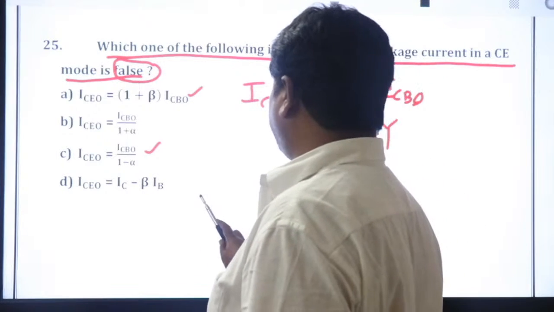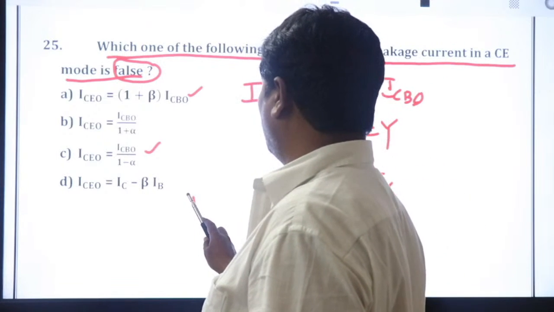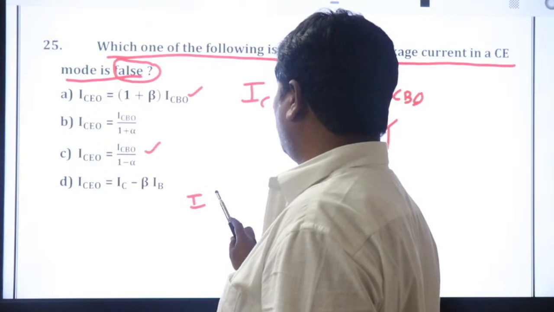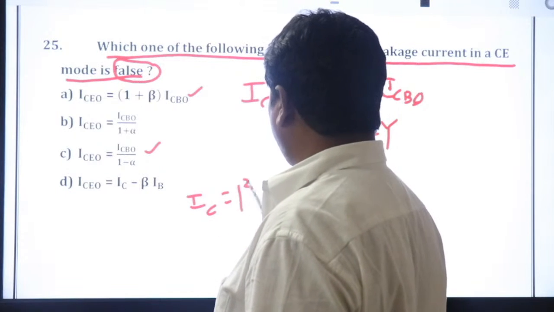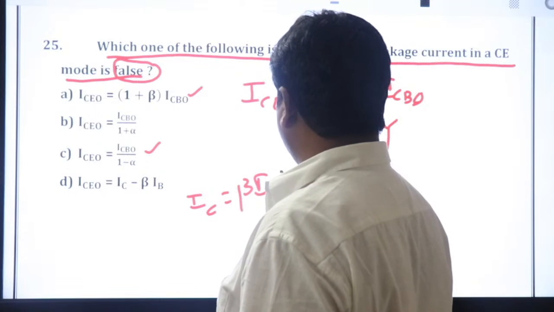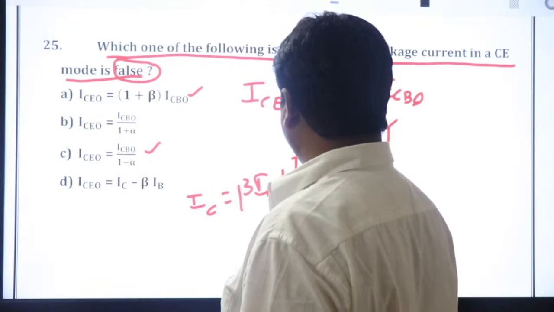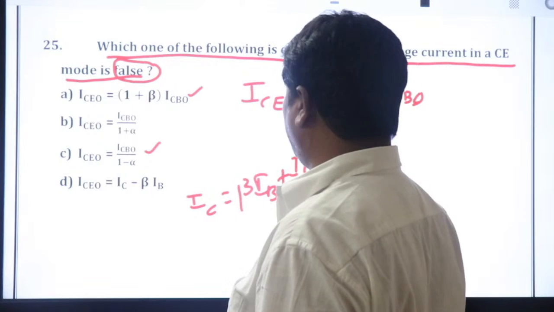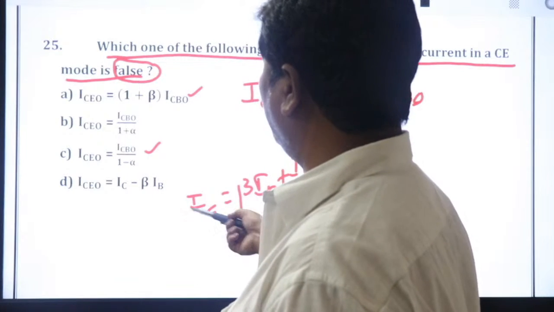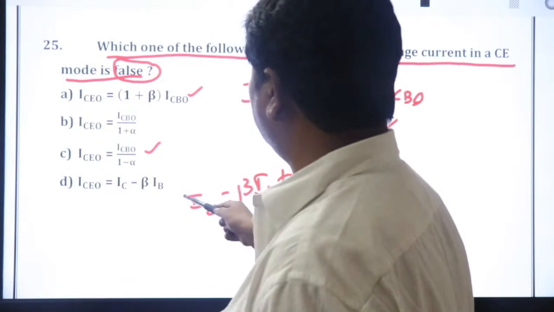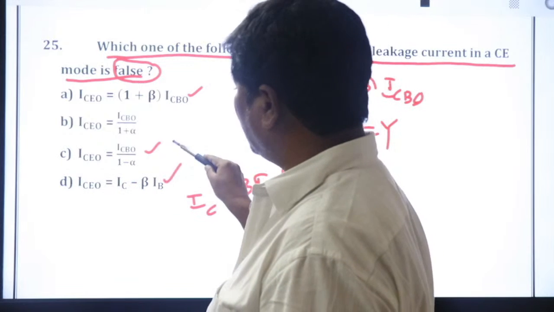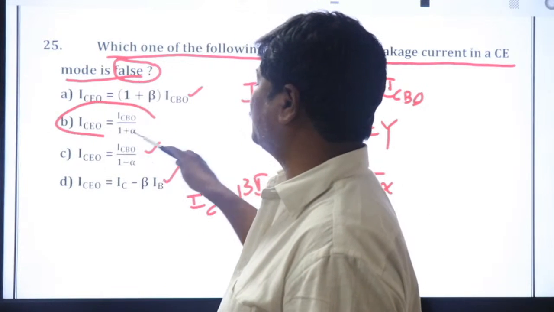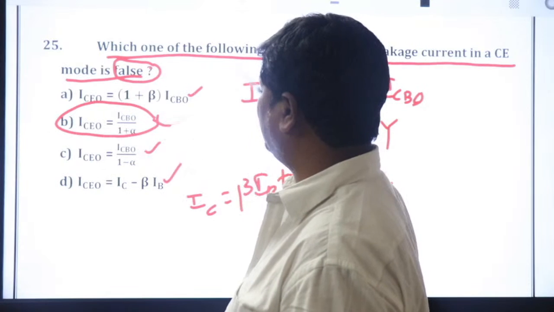And IC is equal to beta times IB plus ICE naught, that is also a relation. From this, what is written? ICE naught is equal to IC minus beta IB. This is also the right relation. This is the only wrong option. So the false option is this one. This is the correct answer.